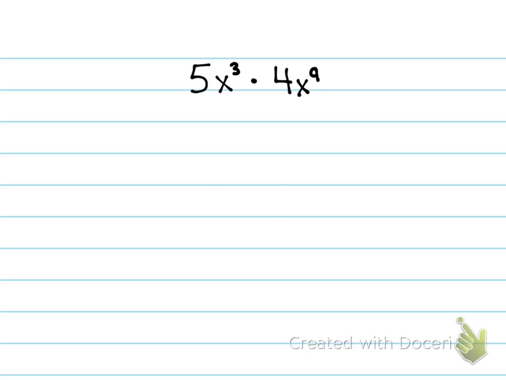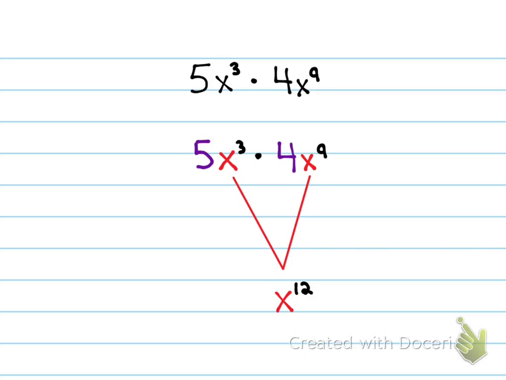So let's do another one just like that. I'm going to rewrite it so that I've got my like terms colored. And now I've got 5 times x cubed times 4 times x to the 9th. This is one big multiplication problem. So let's get the x's together. That'll give me x to the 12th, and then 5 times 4 is 20. So my final answer here is 20x to the 12th power.